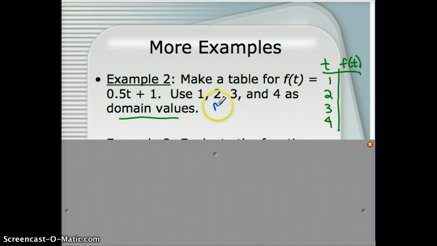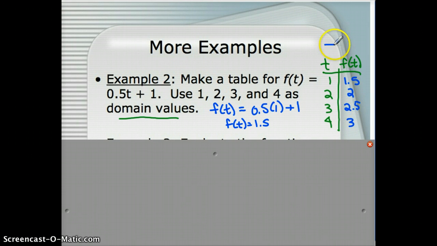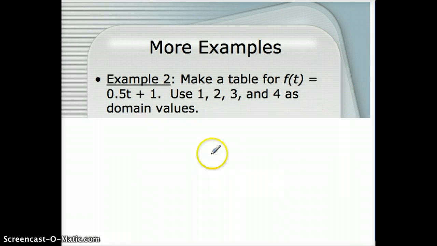So basically all I'm doing, I'm saying f of t equals, in the first case, 0.5 times 1 plus 1. So 0.5 times 1 is 0.5 plus 1 is 1.5. So I'm saying for the very first one, f of t equals 1.5, so I'm going to put that there. Now you've seen me work one out, I'm going to kind of mentally do the rest. 0.5 times 2 is 1 plus 1, so it's 2, then 2.5, then 3. Okay, so this is my function table. Not really different than what you've done before, except you'll see f of t.